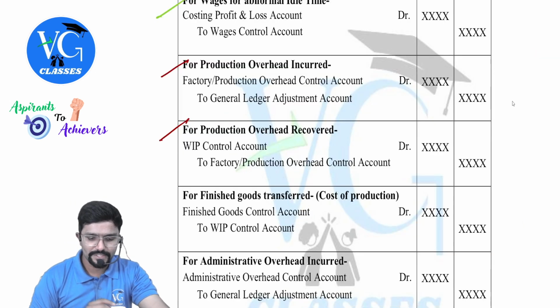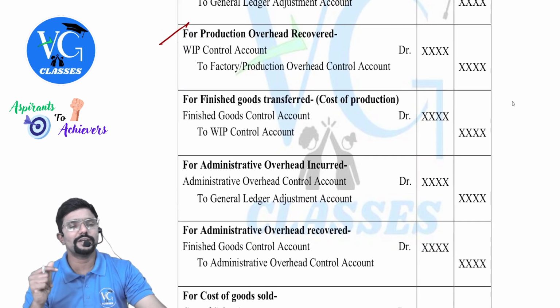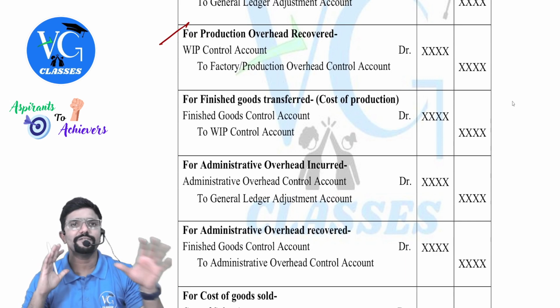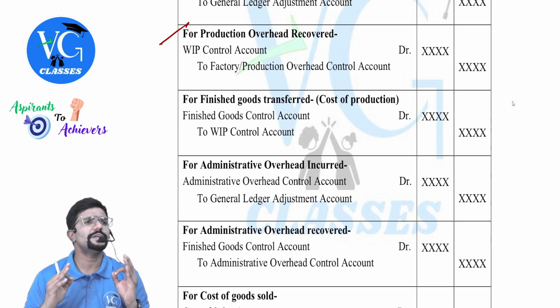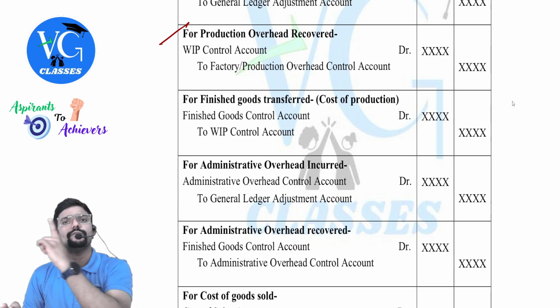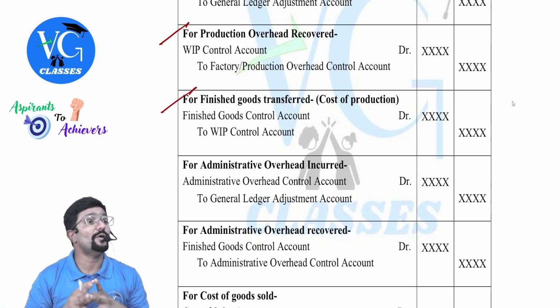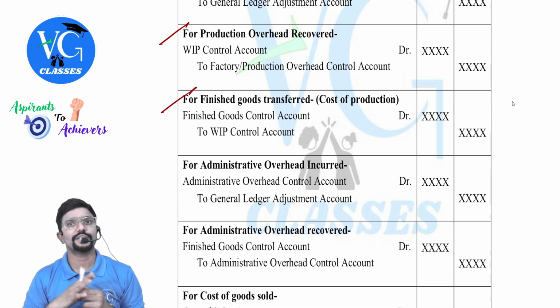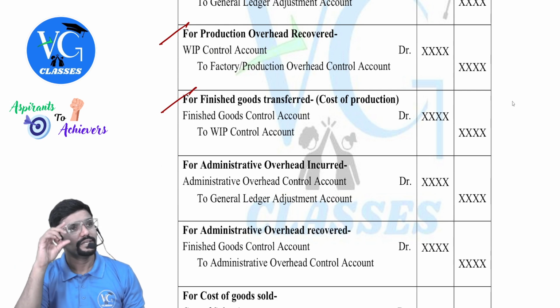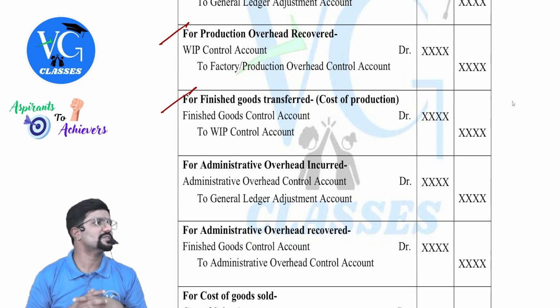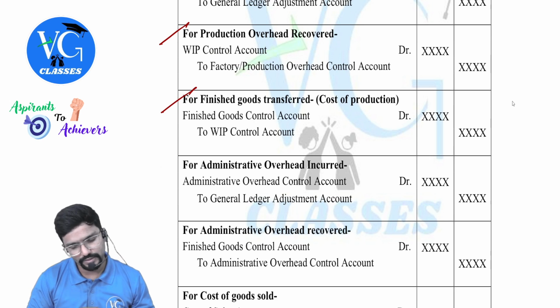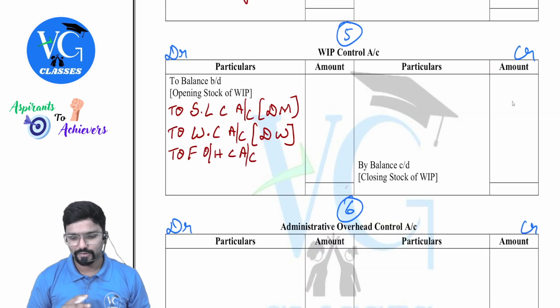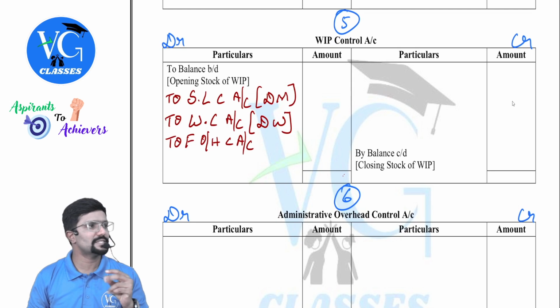Okay, so next we'll proceed further. Finished goods transferred. Now the product is ready, so we are transferring from where to where? WIP control to finished goods control account. What is the name of that amount called? Cost of production. We are transferring to finished goods control account, but the name is called what? COP, that is cost of production or cost of goods manufactured. For finished goods transferred, the entry is finished goods control account to WIP control account.